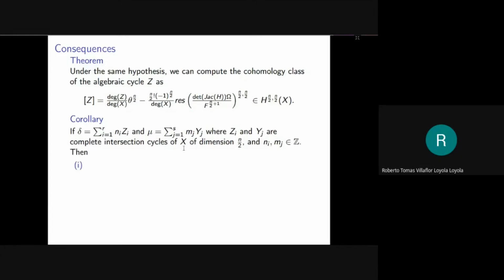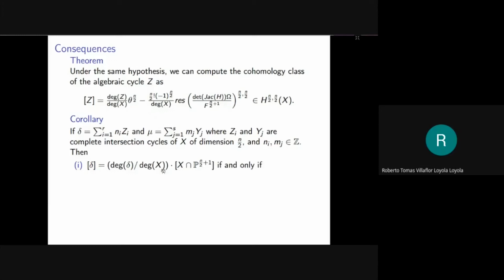Then we have a criterion to know when the cohomology class of this algebraic cycle is trivial in primitive cohomology, or in other words, it is a multiple of the polarization, right? Which is the cohomology class of the intersection of X with a generic P^(n/2+1).